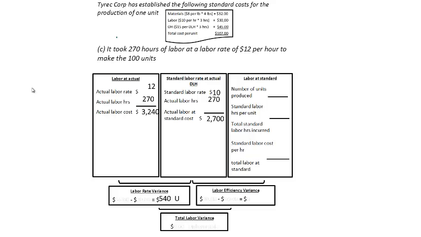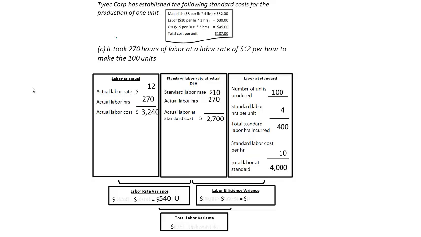Now we're going to calculate our labor if everything was measured at standard. Okay, the number of units that we produced again were 100 units. The standard labor hours per unit called for 4 hours per unit. So the standard labor hours incurred for the accounting period were 400 standard labor hours times our standard labor cost, which tells me our total labor, if measured at standard, would have been $4,000.